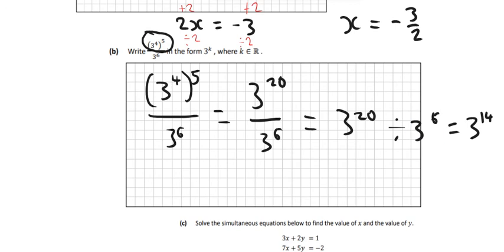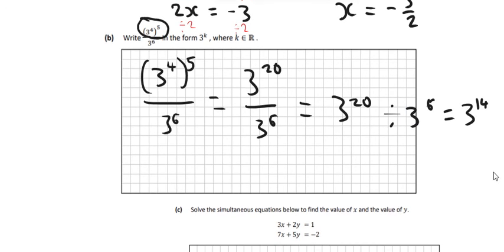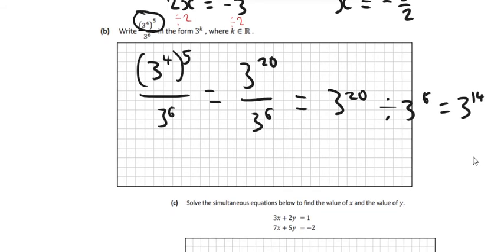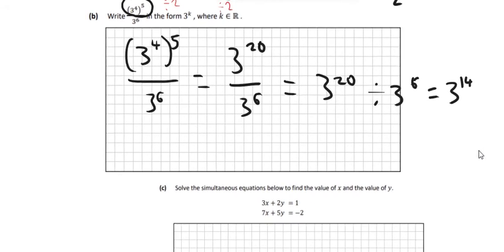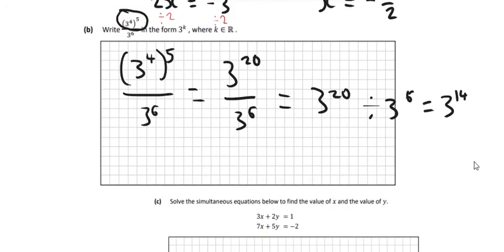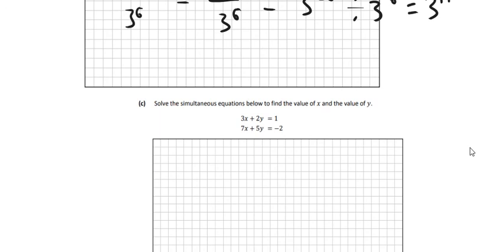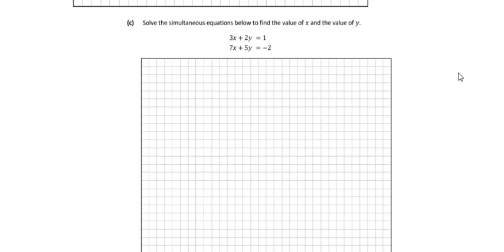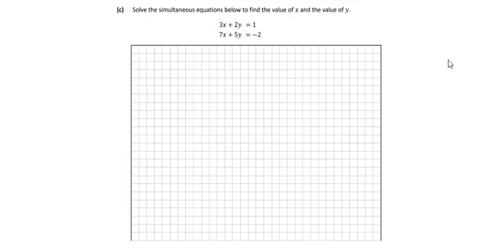And then other ones are that any number raised to the power of 0 is 1. And then you've got your fractional ones and your negative powers and so on, but they're a little more advanced. But it's only 2 simple rules of indices there for that question. Part C is simultaneous equations.